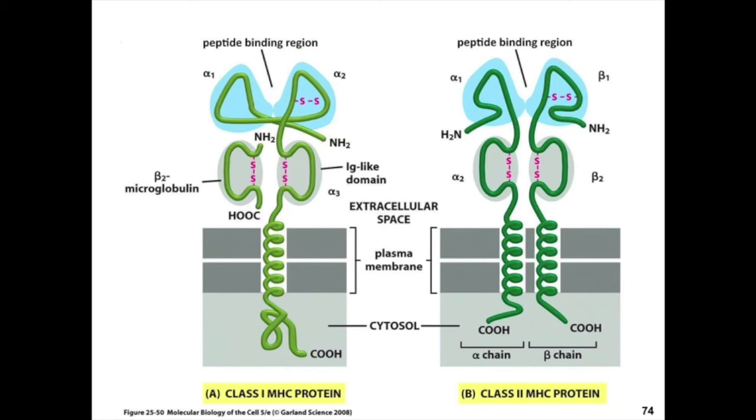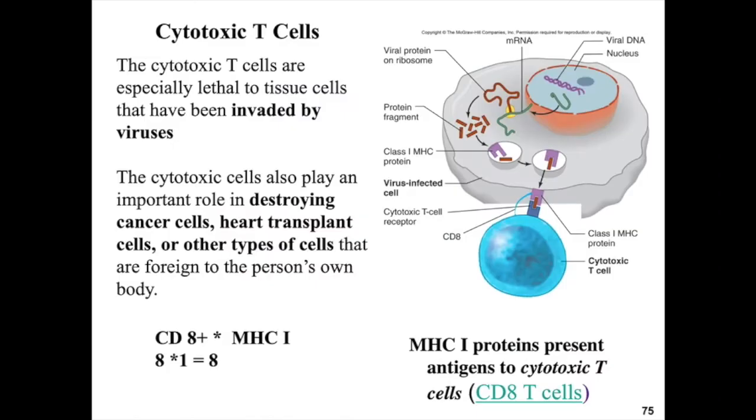Let's just put this in perspective, and we need to now talk about the cytotoxic T cells. So cytotoxic T cells are CD8. And here for mnemonics, we can create this rule of 8. So CD8 cells bind to antigens that are presented on MHC class 1. 1 times 8 equals 8. So where does this antigen come from?